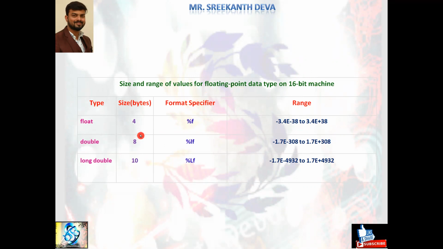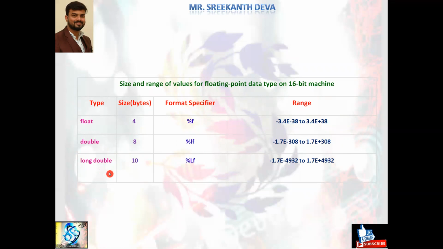The float data type occupies 4 bytes of memory. How to represent float type? Percentile f represents the format specifier of float type. This is the range of float type. And double is a keyword. It occupies 8 bytes of memory. The format specifier of double is percentile lf, here small l, small f. This is the range of double type.